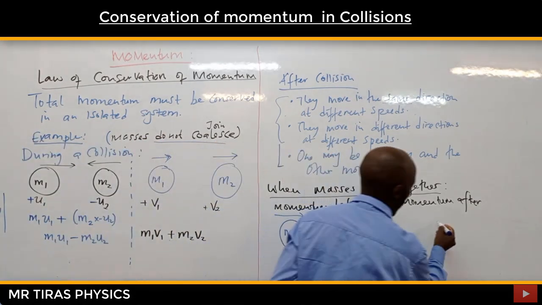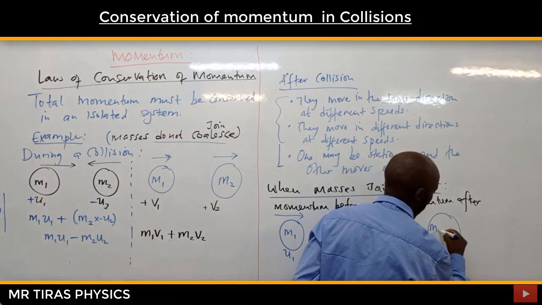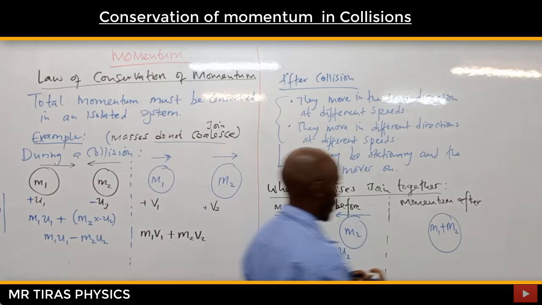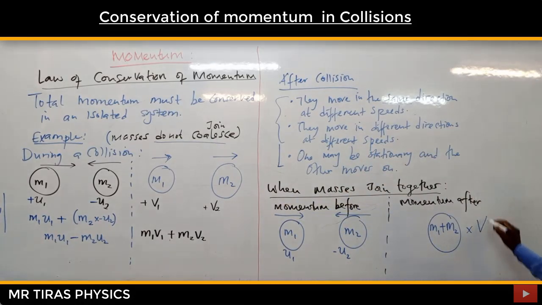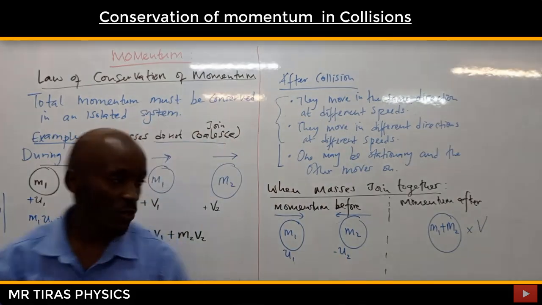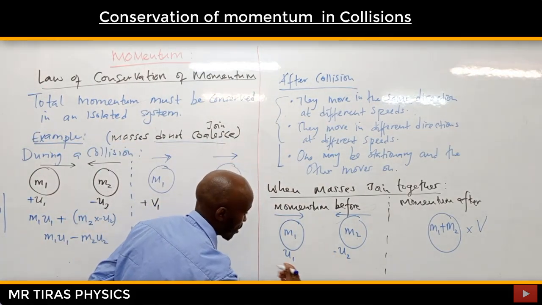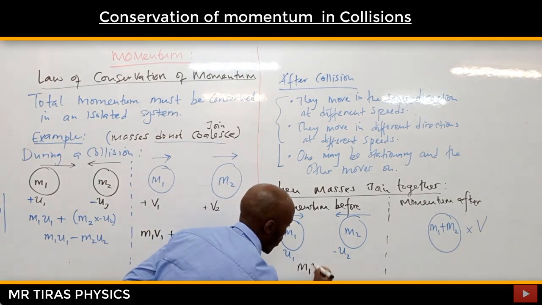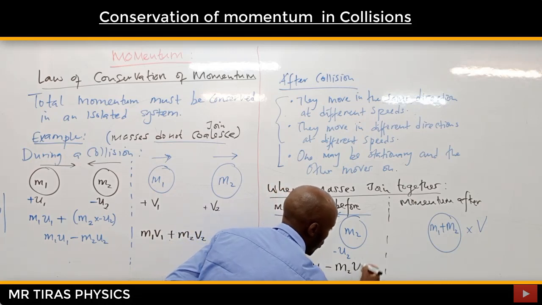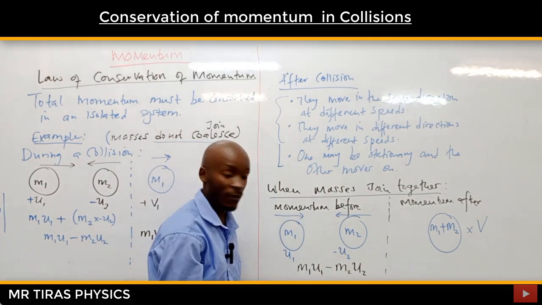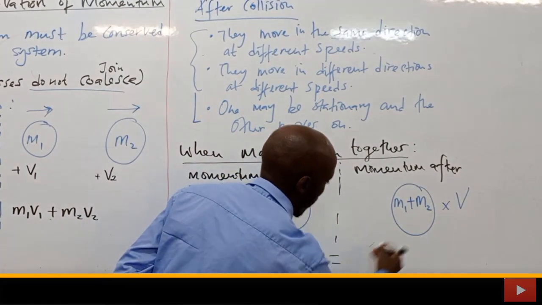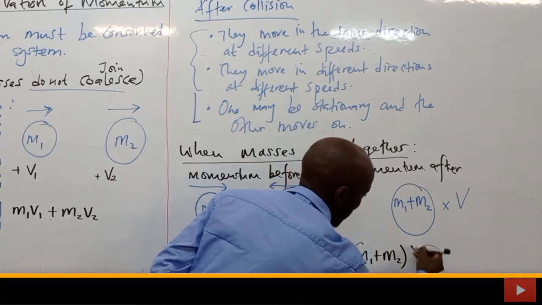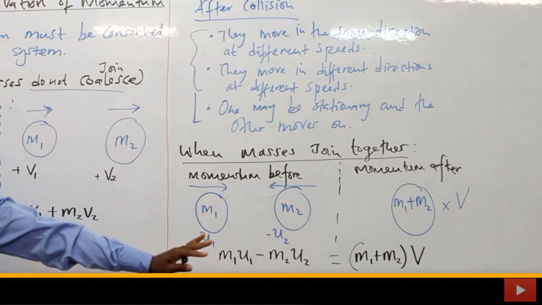So if they coalesce together, we expect that this will be m1 plus m2 after they join together, times their common velocity. So in a simple way, on this side we're going to have m1 u1 minus m2 u2, because of the negative, equals, on the other side, m1 plus m2 times v, and v is our common velocity.